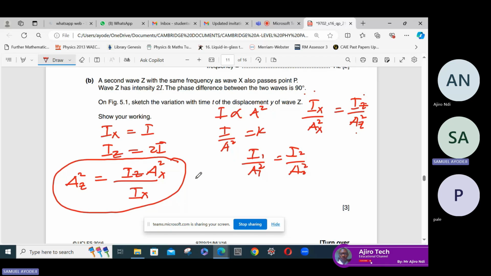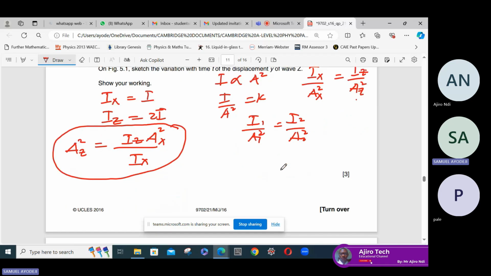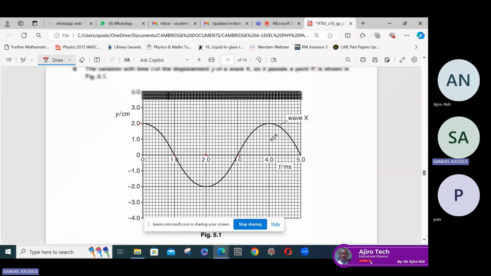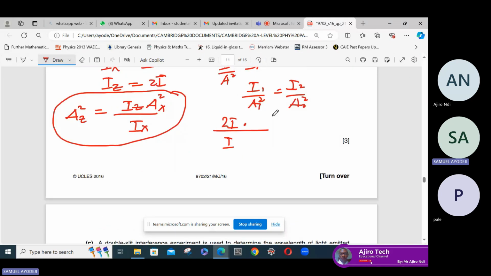Okay, fine. So you now go and substitute. You need to get that amplitude first. Substitute now: intensity z is 2I, intensity x is I, amplitude x is 2 centimeter. So you put 2 centimeter there. That will give you 2 centimeter, squared, multiplied by 2, so it's going to give you 4 times 2, which should be 8 centimeter squared. So you are looking for the square root of 8.